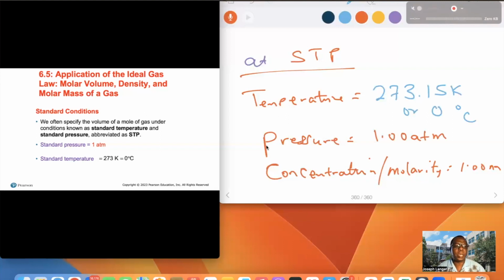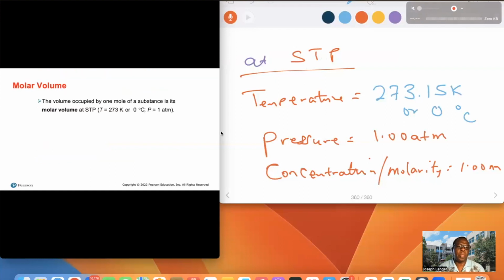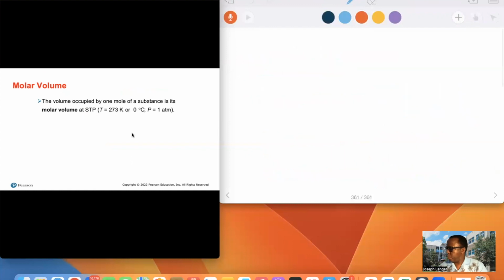Now, what does STP stand for? If you set the temperature to 273 K, the pressure to 1 atmosphere, and you have a solution concentration of 1 molar, you are working at standard temperature and pressure. The volume occupied by 1 mole of a substance is called molar volume. And when we say at STP, this is the temperature.